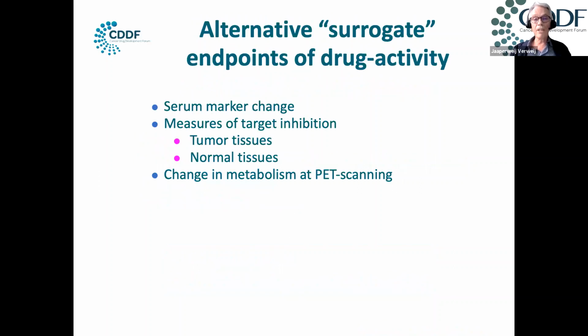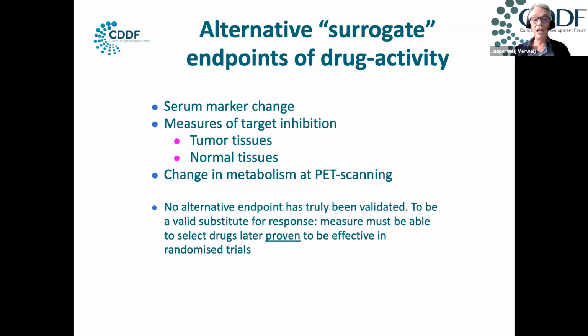Now, there are other measures where we're trying to measure drug activity: serum marker changes, tumor tissue, target inhibition measurements. You can compare tumor tissue to normal tissue as far as the target inhibition is concerned. Changes in PET scanning. There are many, many. And unfortunately, none of them have, up until now, been able to be validated as a truly alternative endpoint. So they're not accepted by the regulators as a point of proof or evidence that something really works.